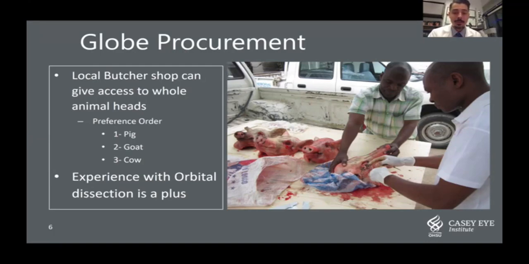The pig eye works the best among the large mammals. Goat is second, cow is third. The cow eye is so large that it's not quite as effective. A pig eye is larger than a human eye, but it more closely approximates the human anatomy. So that would always be my preference.